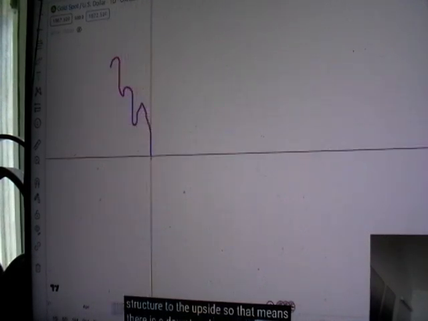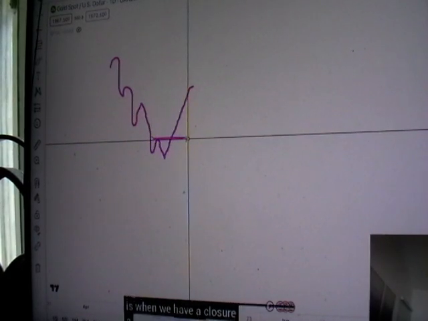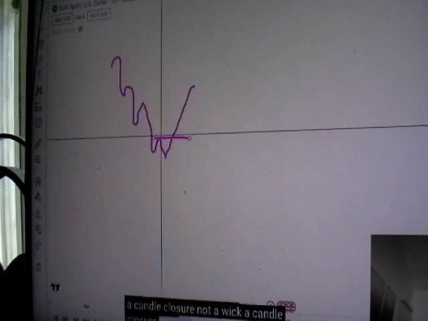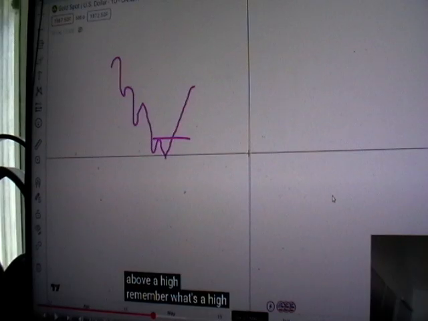Break of structure is very, very simple, but for some reason I get lots of questions on it, and in this video I will try and simplify this so literally a child can understand it. I'm going to try and make this super simple. A break in structure to the upside, and we'll show examples of this on the chart and through drawing. A break of structure to the upside. That means there is a downtrend currently. A break of structure to the upside is when we have a candle closure, not a wick, a candle closure above a high. Remember, what's a high?